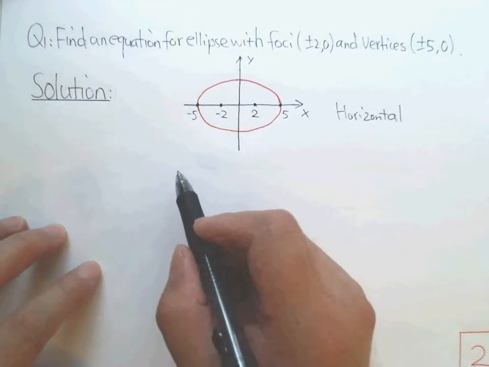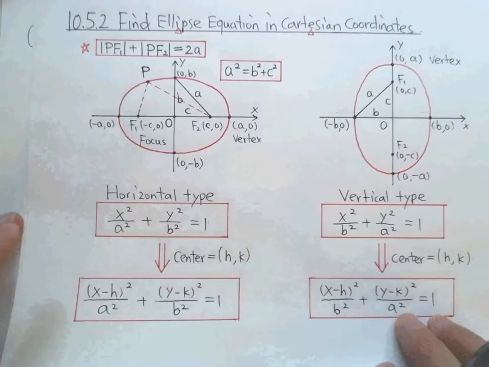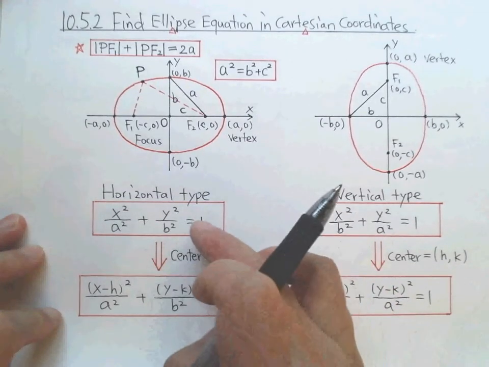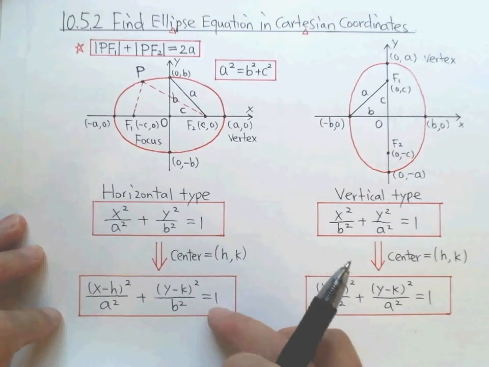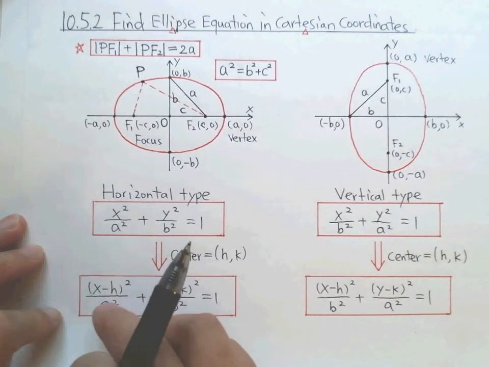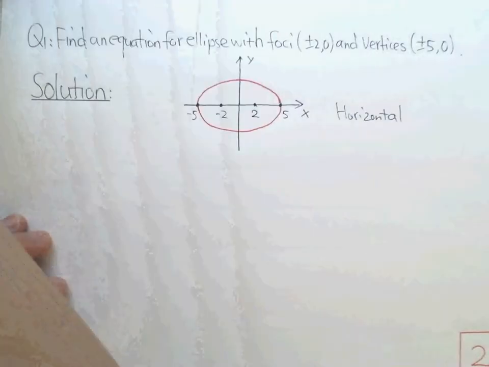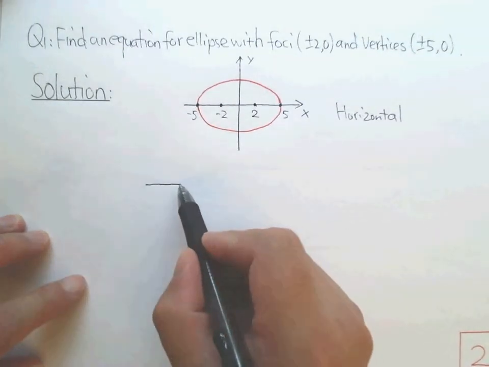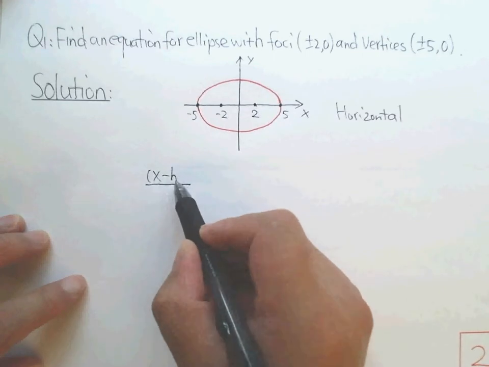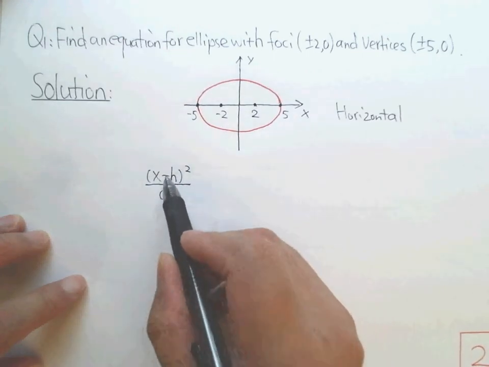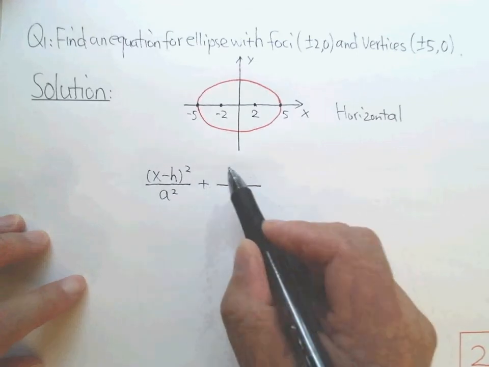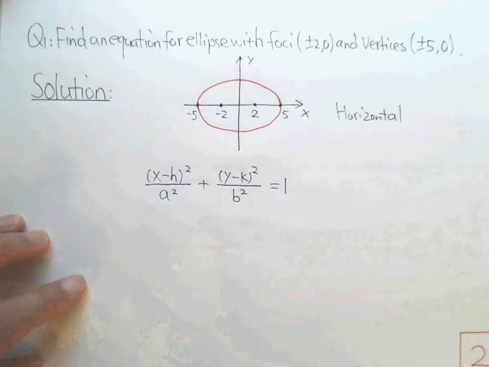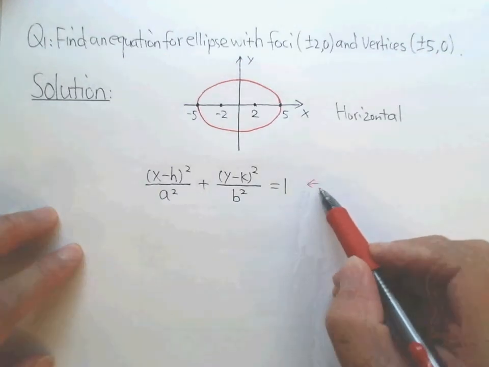Now what do we do? We use the formula. Which formula? Horizontal, so I use the horizontal formula. I'm not sure whether the center is at the origin or not, so I use the general one, where a, the largest parameter, goes with the x. So I use the first type, horizontal. I copy the formula here: x minus h squared over a squared, a goes with x, plus y minus k squared over b squared equals 1. That's what I copy from the formula.